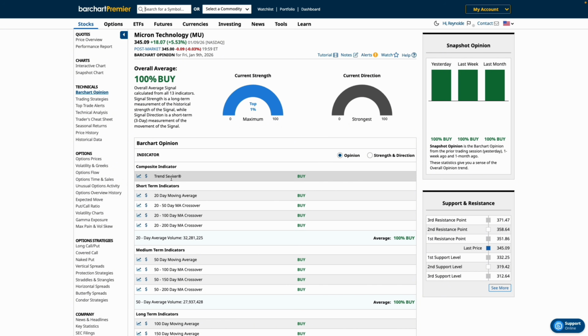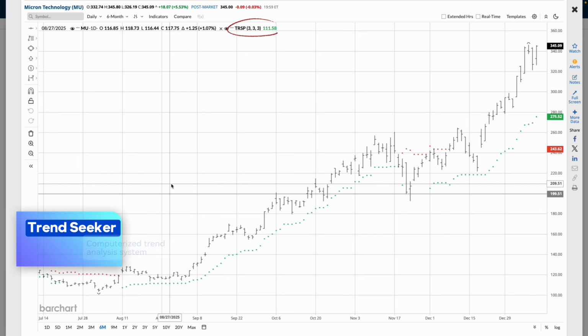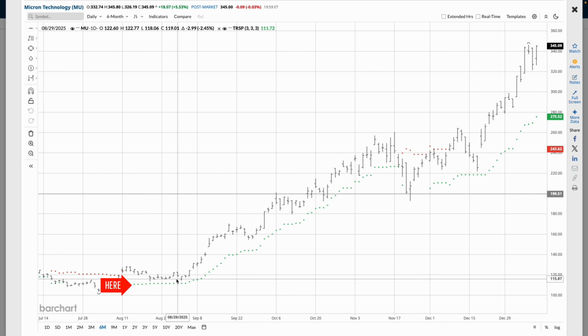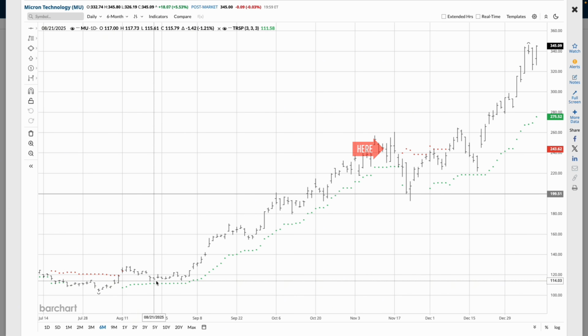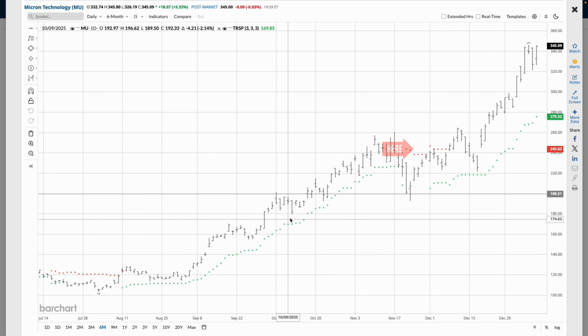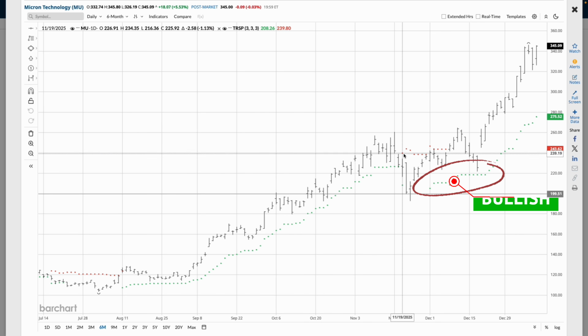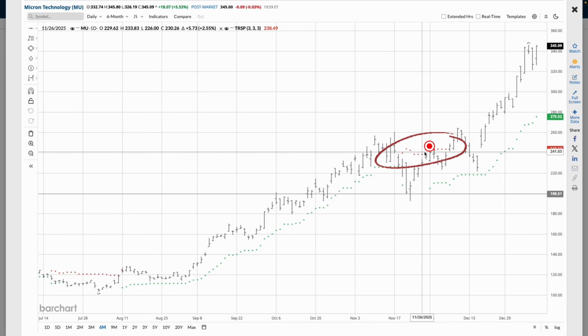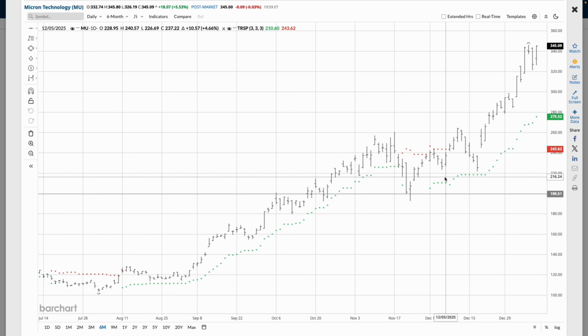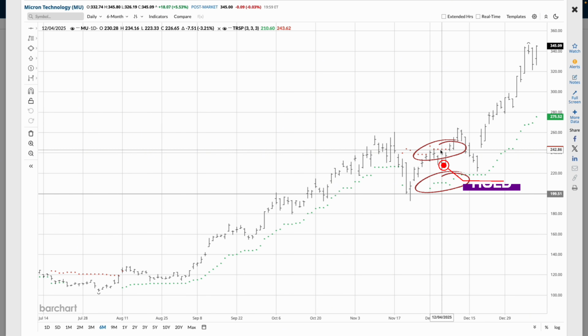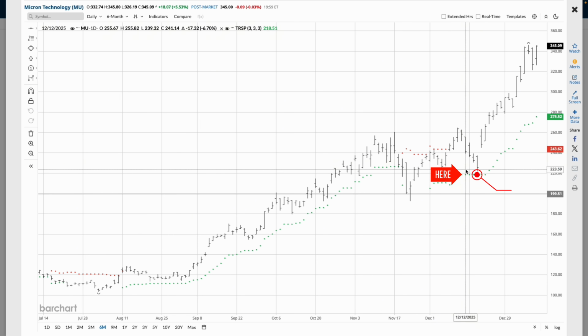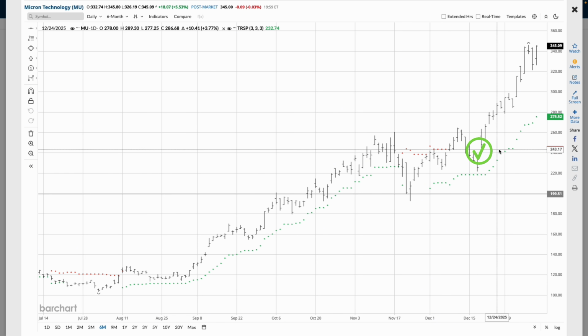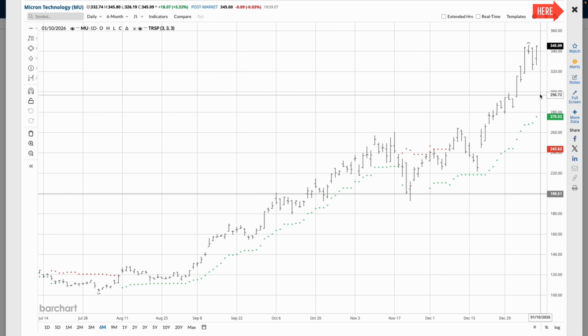One of the most important components inside Barchart Opinion is TrendSeeker. TrendSeeker is a trend-following system designed to confirm when a market is in a sustained bullish or bearish trend. On the chart, it appears as dots above or below price. Green dots below price signal a bullish trend. Red dots above price signal a bearish trend. When price stays between the green dots and red dots, that's a hold signal. TrendSeeker helps filter out noise and keeps traders aligned with the dominant trend. And it's one of the 13 technical strategies used inside Barchart Opinion.